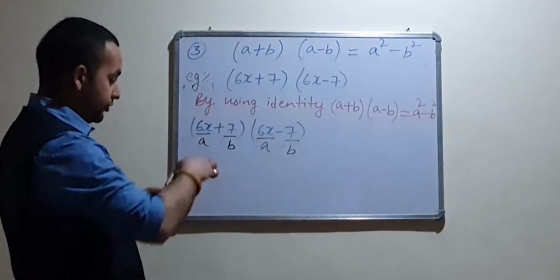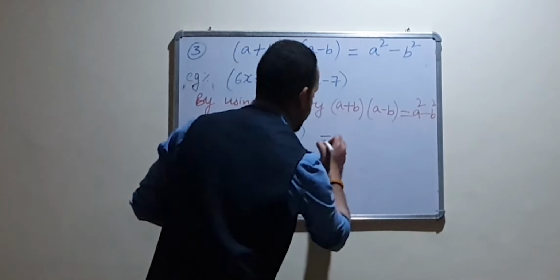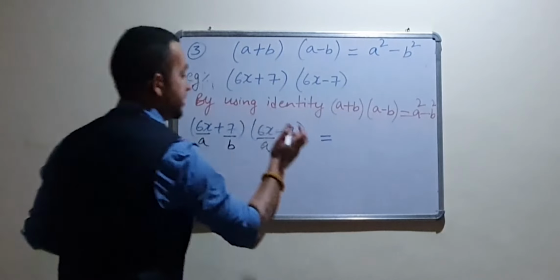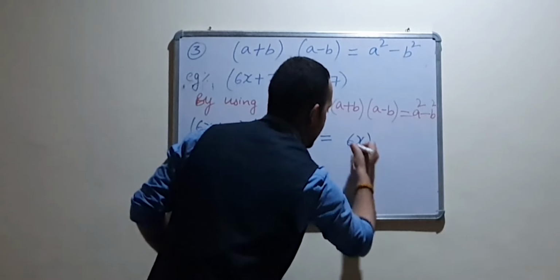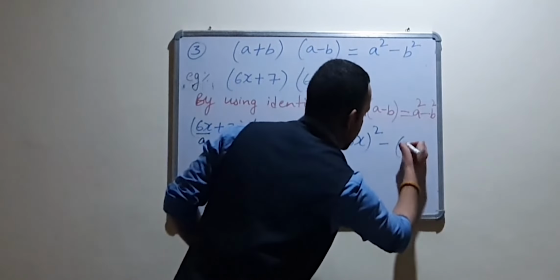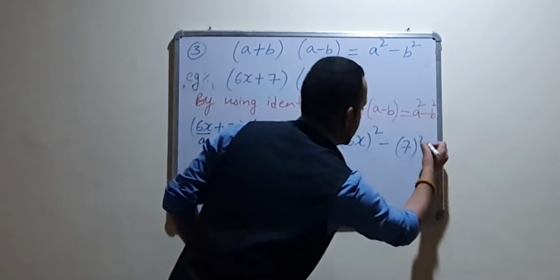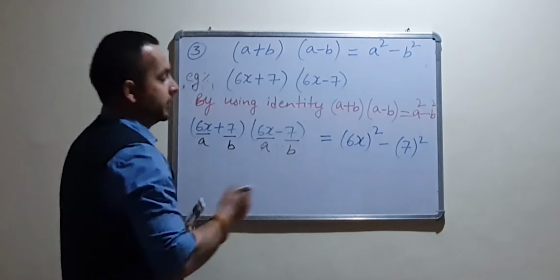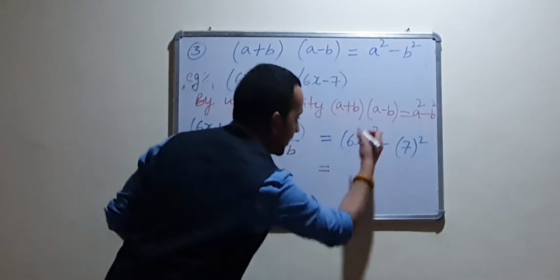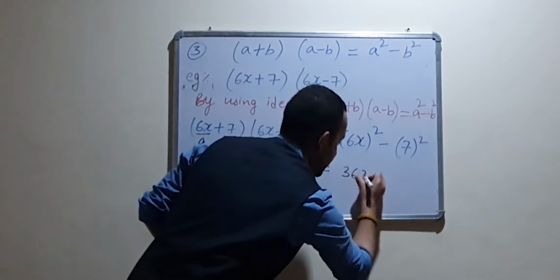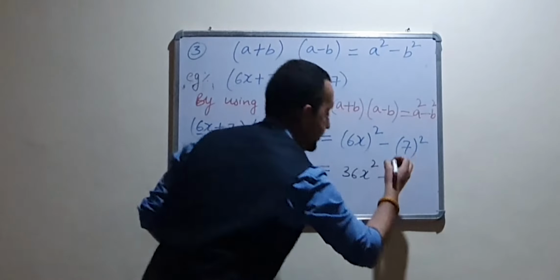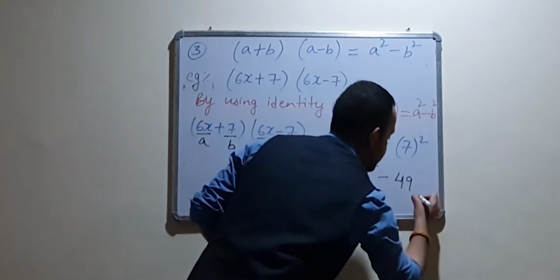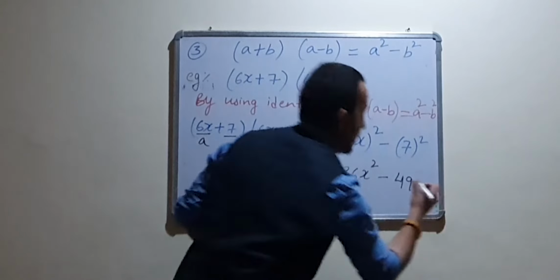Now you just directly solve it, right? So in place of A there is 6x. So (6x) whole square minus 7 square. So 6 square is 36, so 36x square minus 7 square, which is 49, and this is your answer.